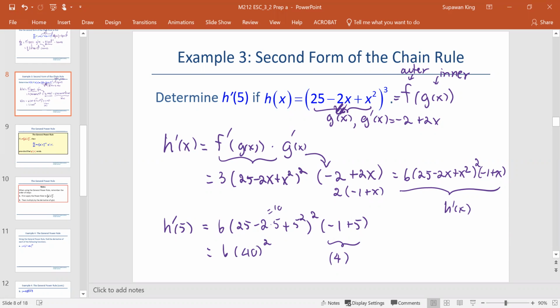The final result, we write it in the better form. So 6 multiplied by 40 squared and then multiplied by 4. The final result, or h prime at 5, will be 38,400.